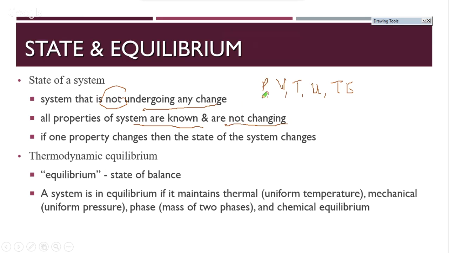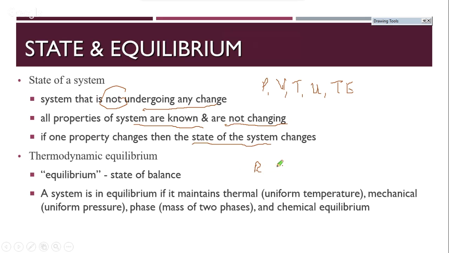All of these remain here, and since these properties do not change, that is called the state of a system. Even if one property changes, then the state of the system has to change. Now, what is thermodynamic equilibrium? It is very similar to chemical equilibrium. In chemical equilibrium, we said that the reactants and products are in equilibrium with each other, which means that their concentrations are not changing. One forms the other while the other is also forming the first one. This is how it was happening.